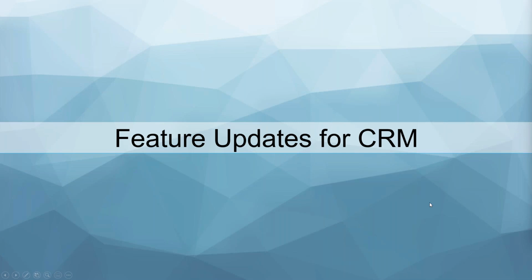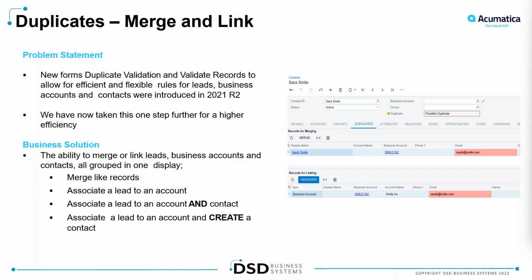So let's look at some features within the CRM module. These are some great enhancements that many folks have been asking for for some time. First one is duplicates and the ability to merge or properly link the records together. Acumatica has had some duplicate checking for a while in the database, but then it would just sort of trap it, and then you still had to manually triage it.